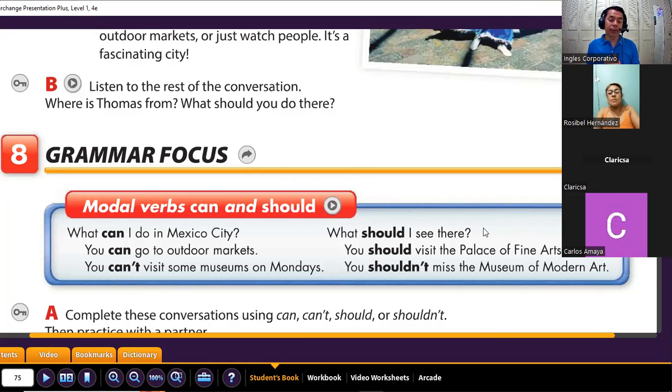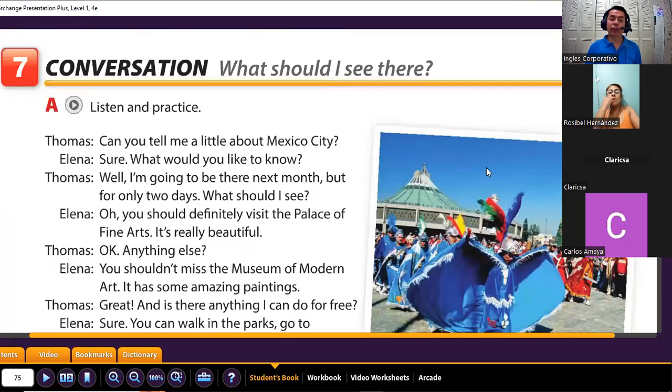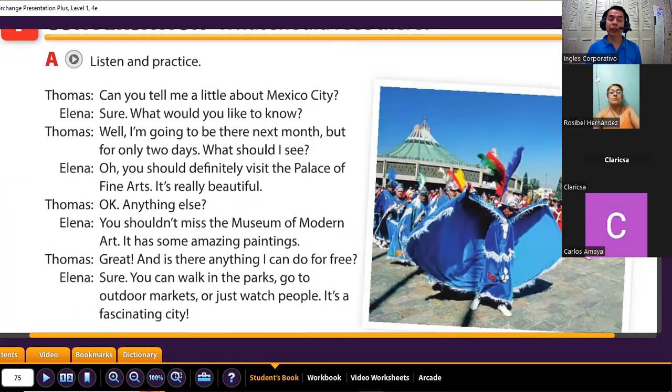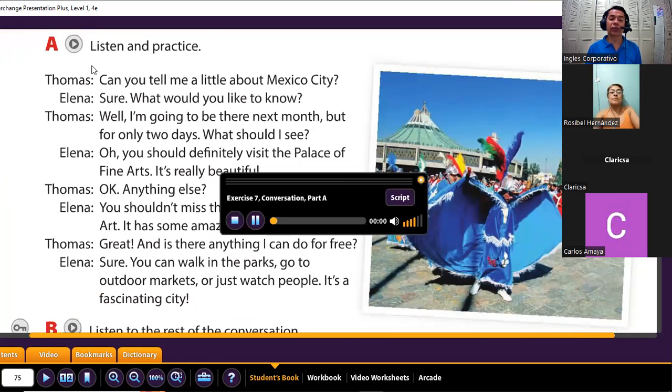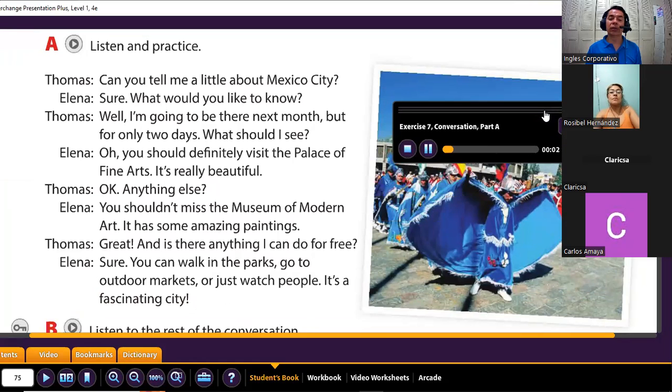Por eso ya vimos varios ejemplos de preguntas de información en este curso. Okay? Class, thank you, Rosy, for your question. Siempre me agrada que me hagan preguntas. So we're going to practice pronunciation, right? Vamos a practicar la pronunciación. Listen to this conversation. Page 75, exercise 7, conversation.